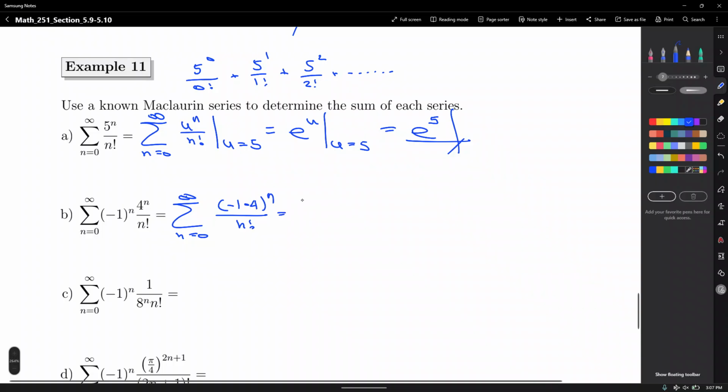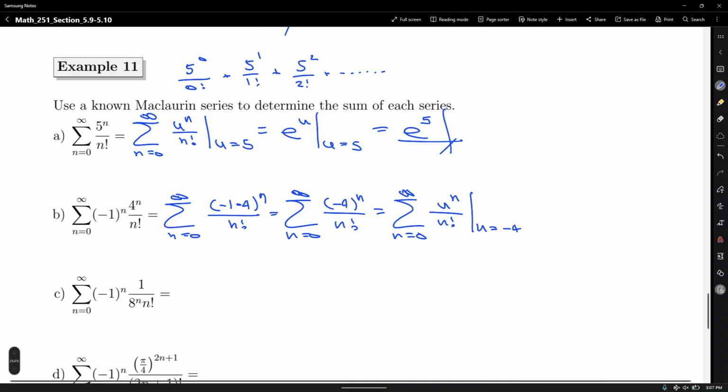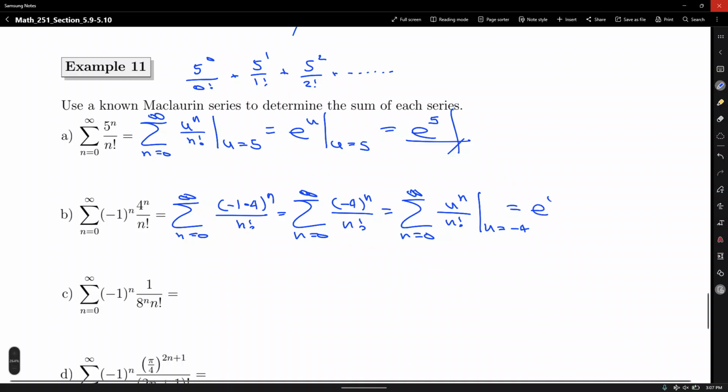And negative 1 times 4, that is sigma n equals 0 to infinity of negative 4 to the n over n factorial. And again, we can say sigma n equals 0 to infinity u to the n over n factorial. But in this case, what's u? Negative 4, isn't it? So this is e to the u, where u equals negative 4, and e to the negative 4 power. All right? So that's the final answer.